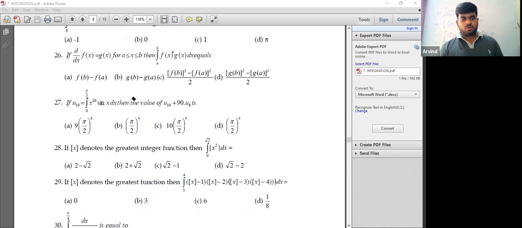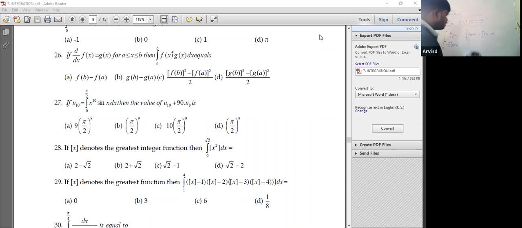U10 is equal to the integral from 0 to pi by 2 of x power 10 sin x dx. Then the value of U10 plus 90 U8. I'll do it and show you. You have to use ILATE rule itself, the product rule, integration by parts.